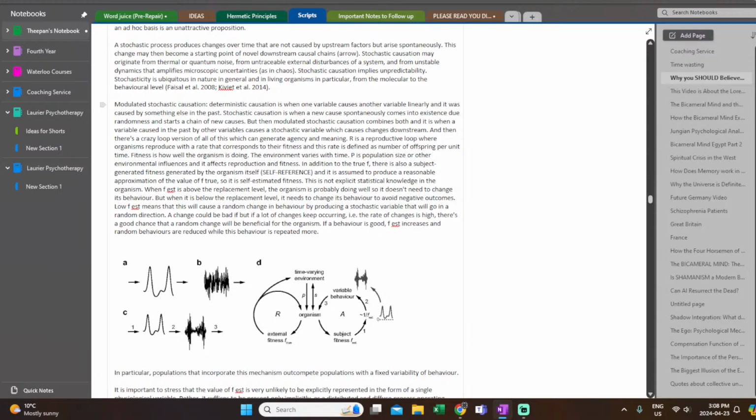If a behavior is good, F estimate increases and random behaviors are reduced while this behavior is repeated more. So let's say it starts choosing a different behavior. If that behavior increases fitness, it can start to just do that behavior more because fitness has now increased. Okay, so now I can turn off the rate of random behaviors that occurs. So now I can just keep doing this.